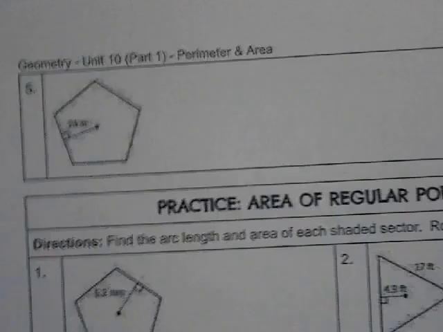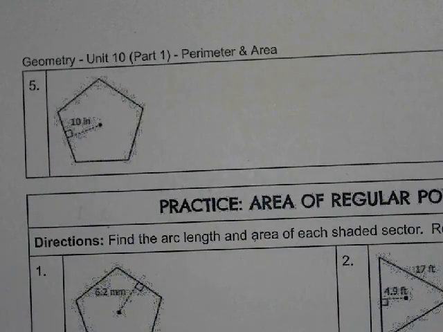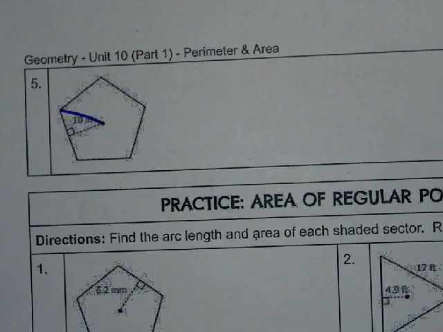So looking at number 10, looking at number 5, I have an apothem of 10 inches. Remember, from the center to the edge, apothem. So I've got to go back to the steps I just did. I'm going to make a radius to make a right triangle. So I've got that there. Kind of cut off the 10 inches a little bit, but that's okay.